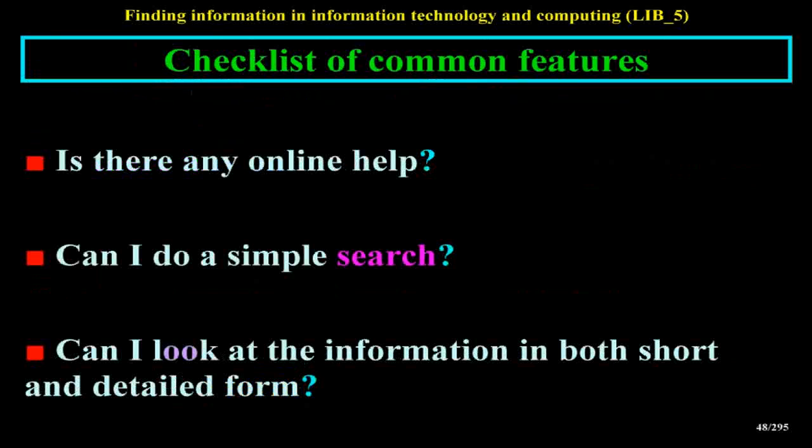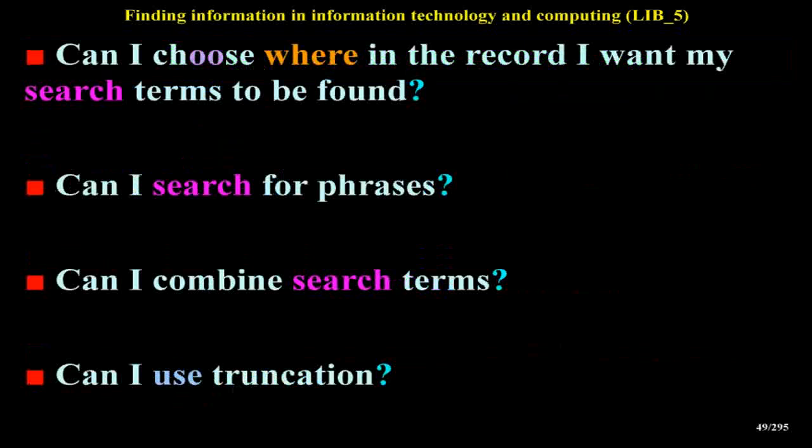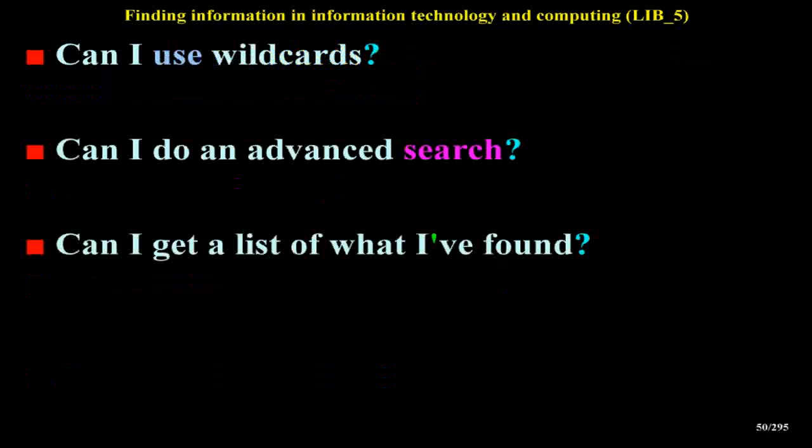Checklist of common features. Is there any online help? Can I do a simple search? Can I look at the information in both short and detailed form? Can I choose where in the record I want my search terms to be found? Can I search for phrases? Can I combine search terms? Can I use truncation? Can I use wildcards? Can I do an advanced search? Can I get a list of what I've found?